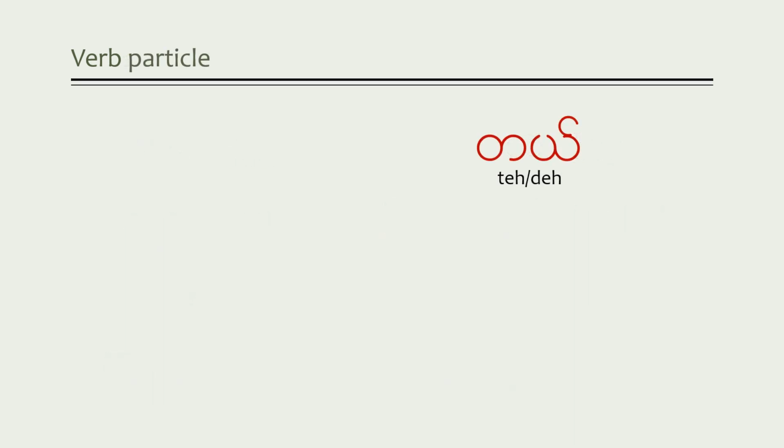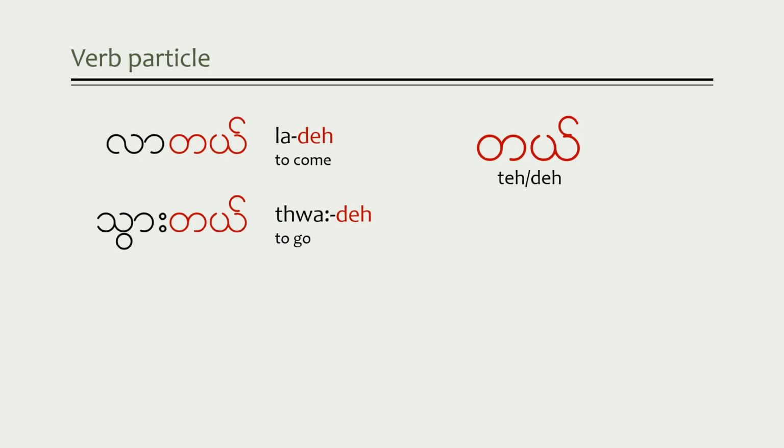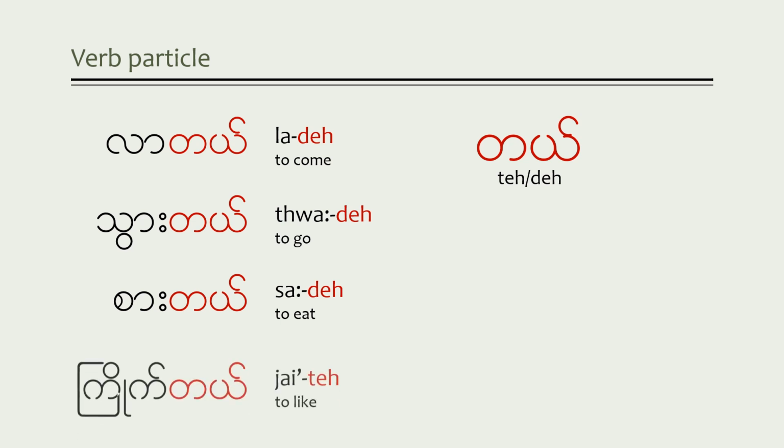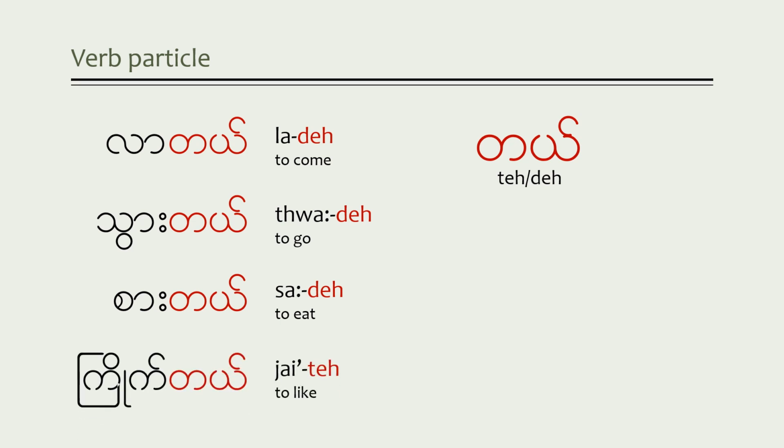Here's the verb particle I'm going to add to these verbs. It's pronounced te or de. The first verb, for to come, then becomes la de. Notice the particle comes after the verb. That's the main thing to remember here. Let's look at some of the other verbs. To go, tuare. To eat, sare. And to like, jaite.